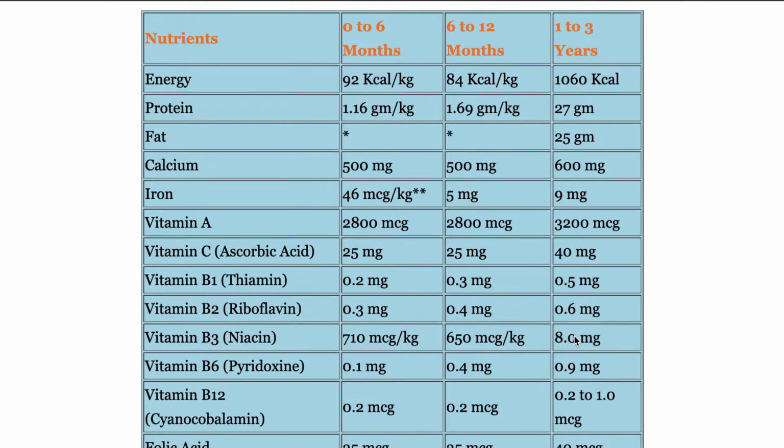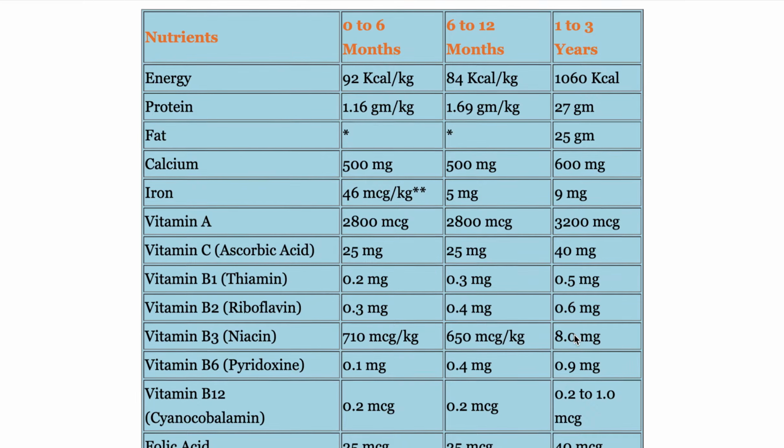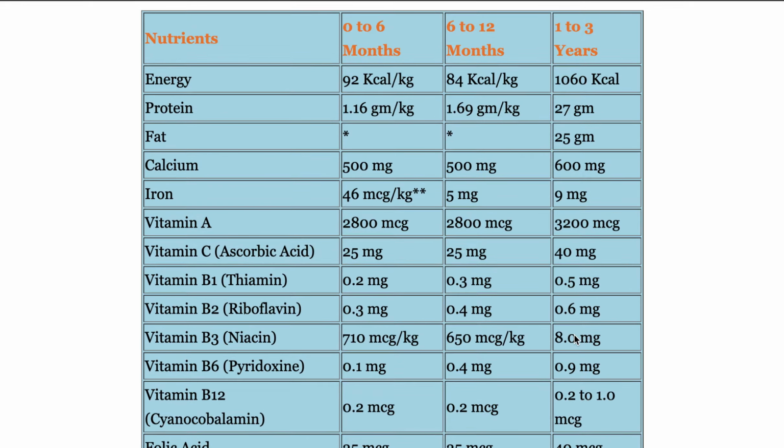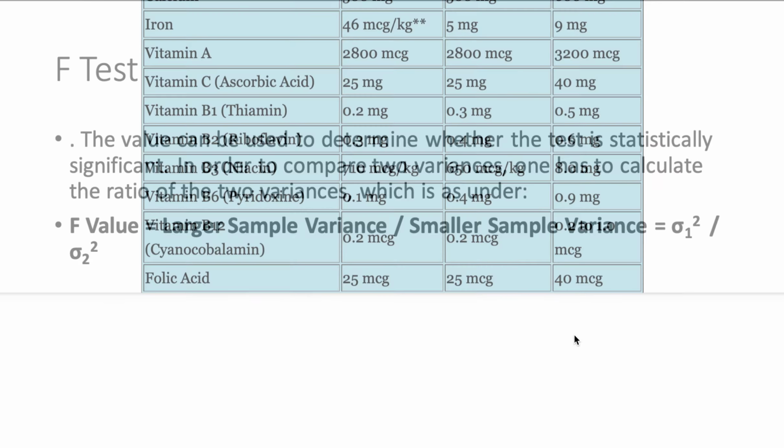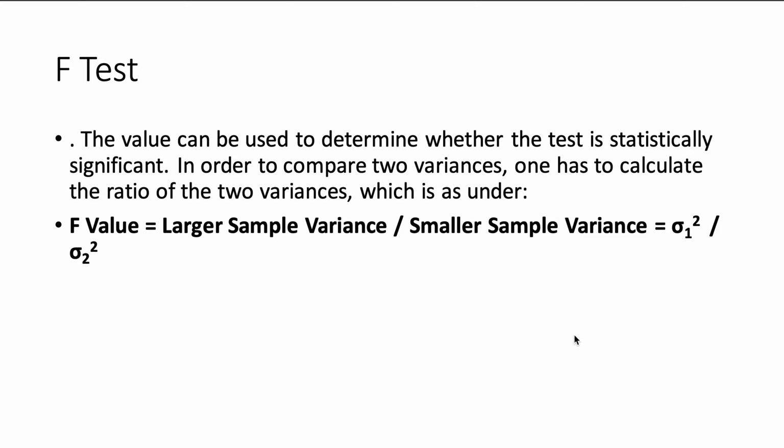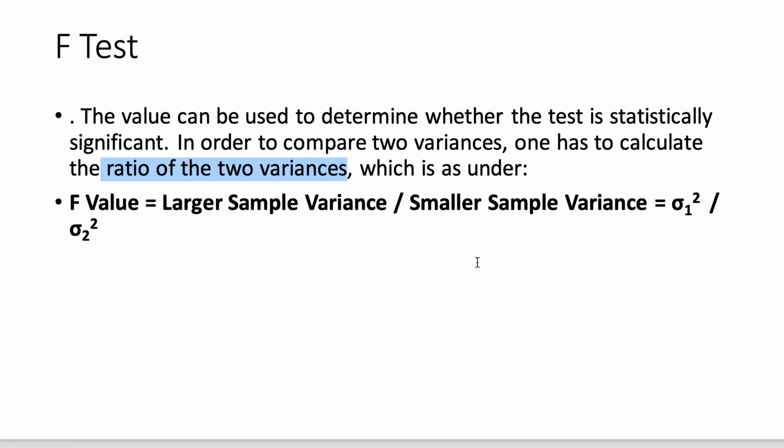Then there is a table for RDA for different age groups of children, for energy, protein, fat, iron, etc. F test: what is F test? It calculates the ratio of two variances, and it has a formula: F value equals larger sample variance divided by smaller sample variance.